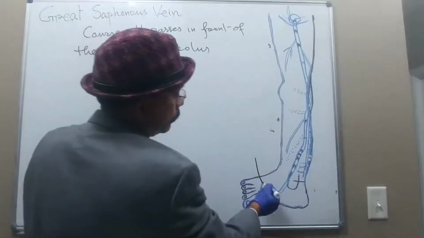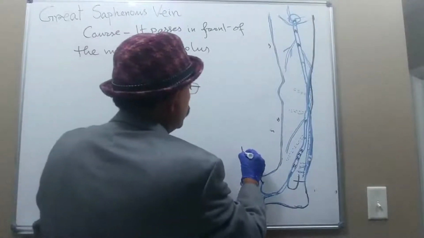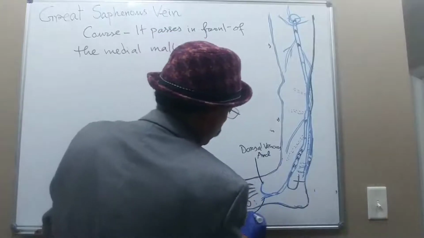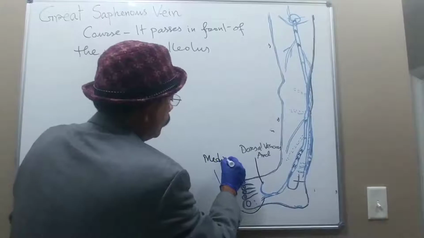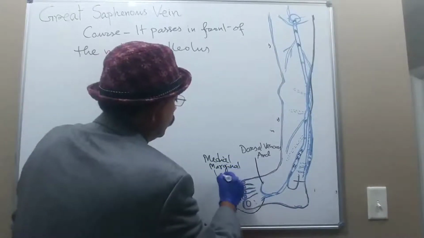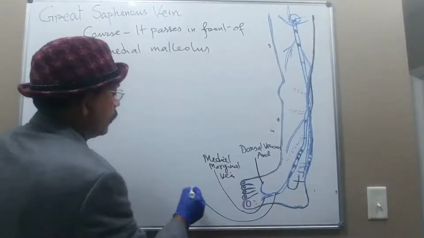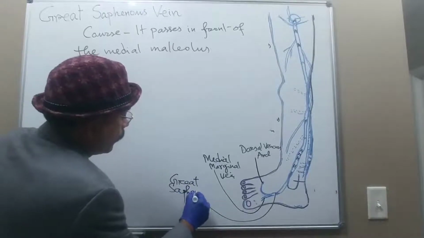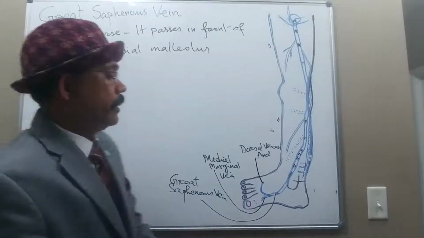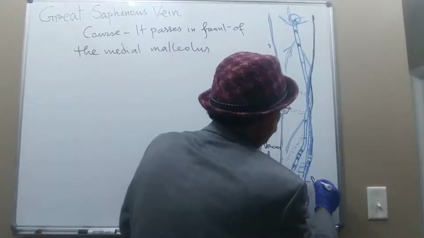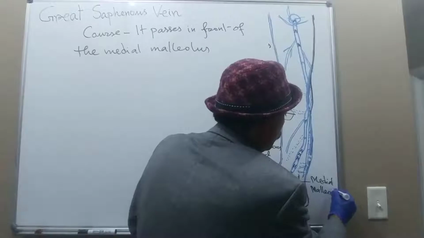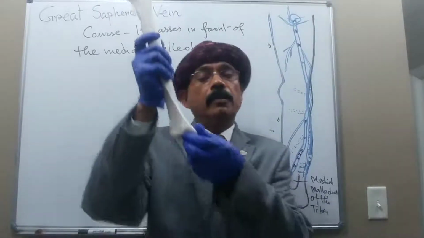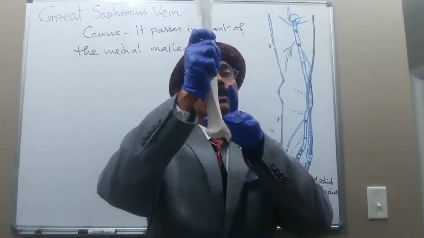So again, if you go to the formation, this is the dorsal venous arch and this is the medial marginal vein, and this is the great saphenous vein formation here. It passes in front of the medial malleolus of the tibia. So if you go here, this is the medial malleolus. It passes in front of the medial malleolus of the tibia.